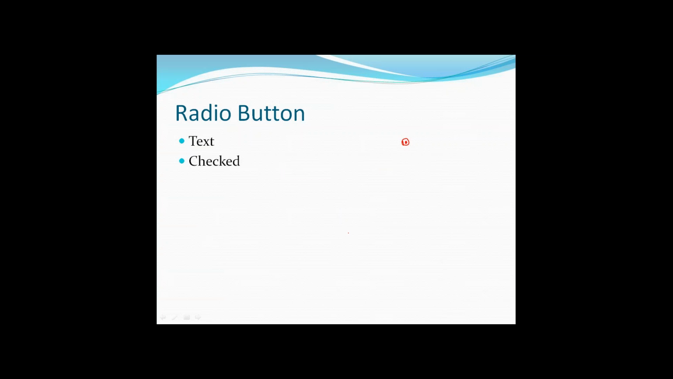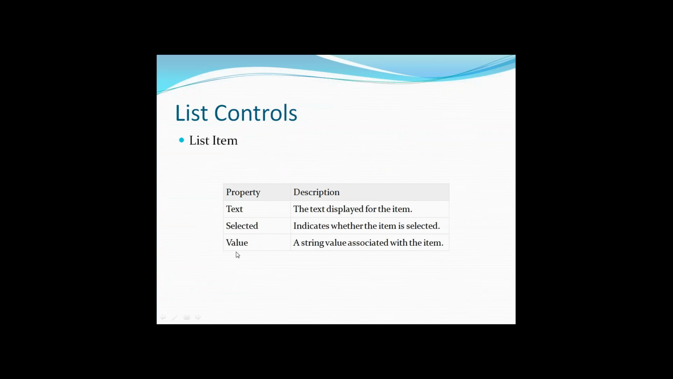So now let's move on. Now there are some other types of controls called list controls. If you want to display more than one value on a control, okay, now you are able to display only one value on your label, only one value on your text box, or only one value on your checkbox or radio button, right?